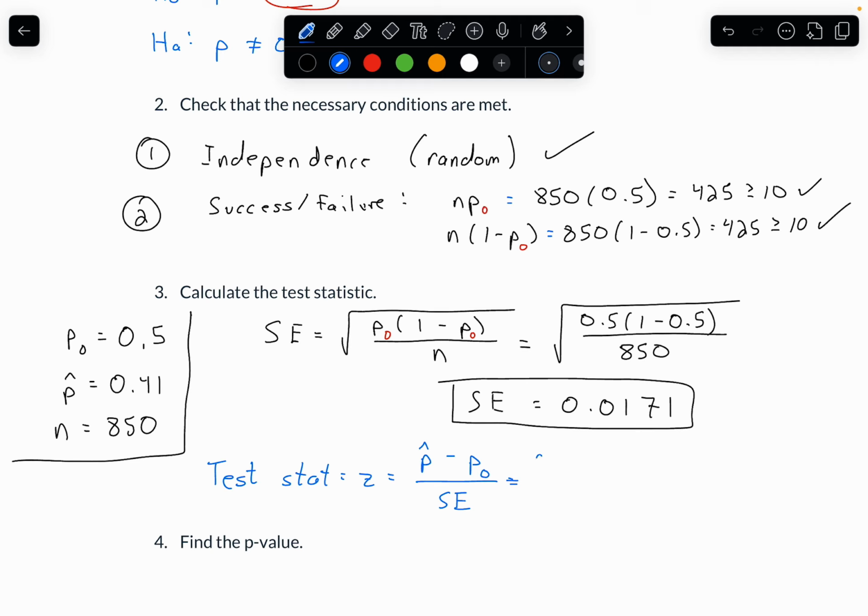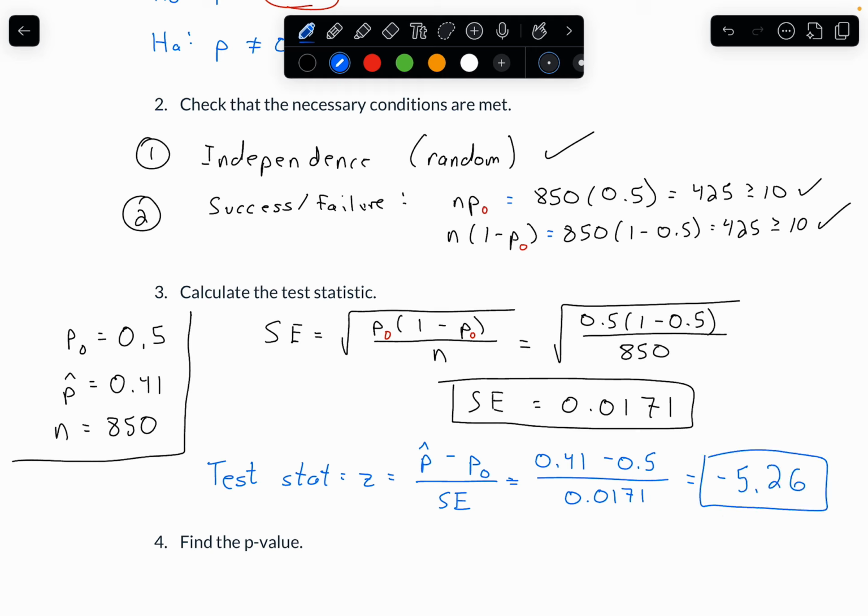So p hat we said was 0.41, minus 0.5, divided by my standard error, which in this case is 0.0171. So if I calculate this out, I end up with quite a low test statistic, but that's okay, negative 5.26.